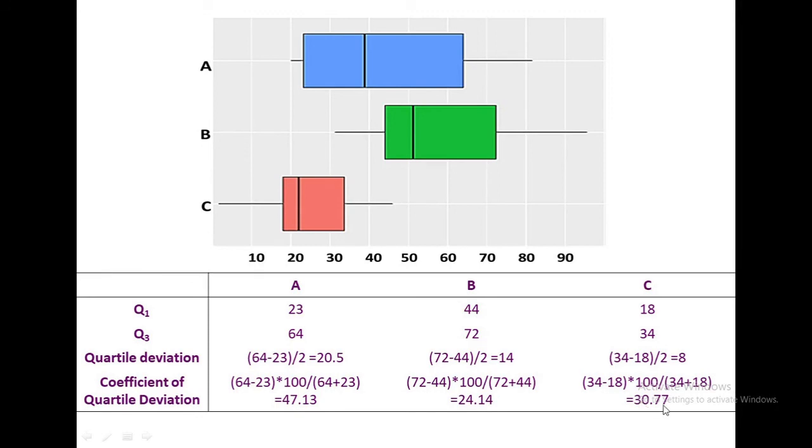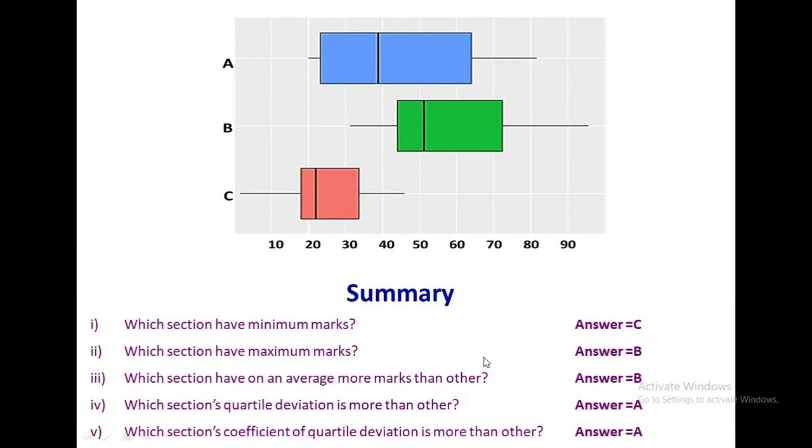30.77. Now we can summarize the complete result. Which section has minimum marks? The answer is C. Which section has maximum marks? The answer is B. Which section has on average more marks than the others? The answer is B. Which section's quartile deviation is more than the others? The answer will be A. And which section's coefficient of quartile deviation is more than the others? The answer will be again A.